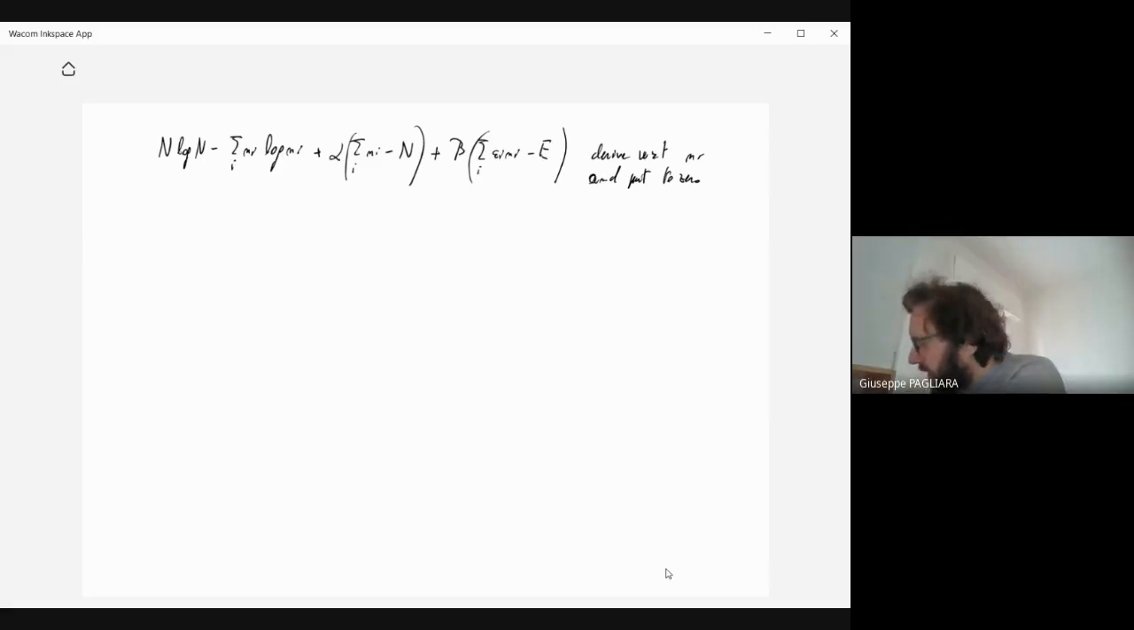So when doing the derivatives, what I get is minus the log of Ni minus 1, plus alpha plus beta epsilon i, equal to 0, from which I can get that the value of Ni is provided by an exponential of e to the beta epsilon i, and then I have a normalization which is e to the alpha minus 1.